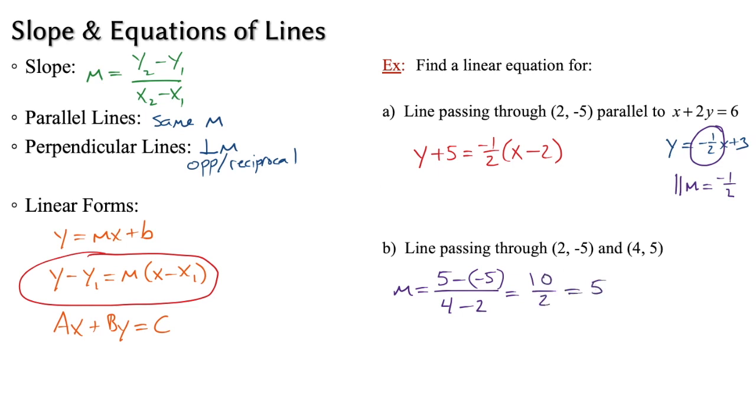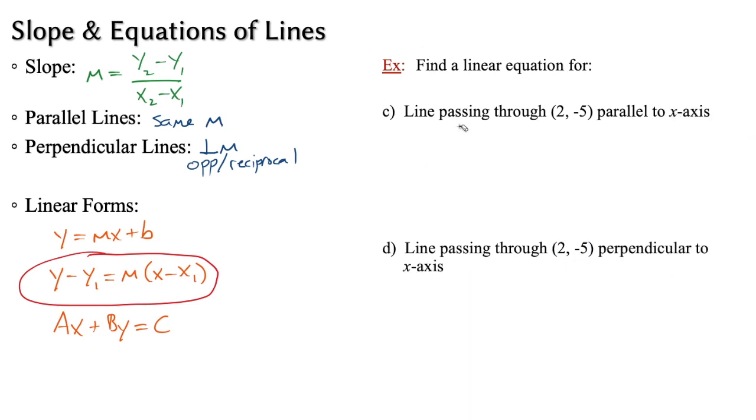Now, just like before, I'm going to go ahead and use point slope form, and I'm just going to go ahead again and use the first point. It doesn't really matter which one you use, either one is fine. But again, we'll do x minus our negative 5, so y plus 5, and that's going to equal our slope 5 times the quantity x minus our x value 2.